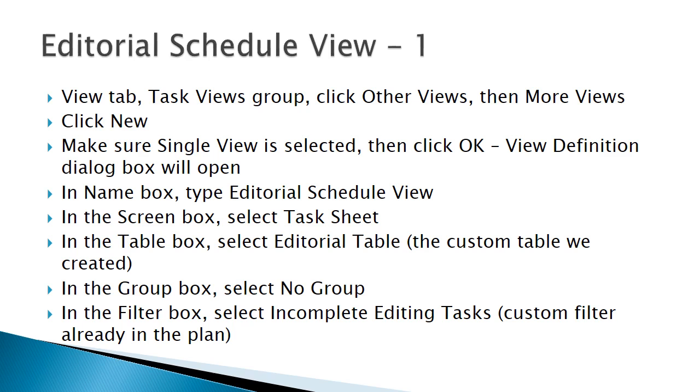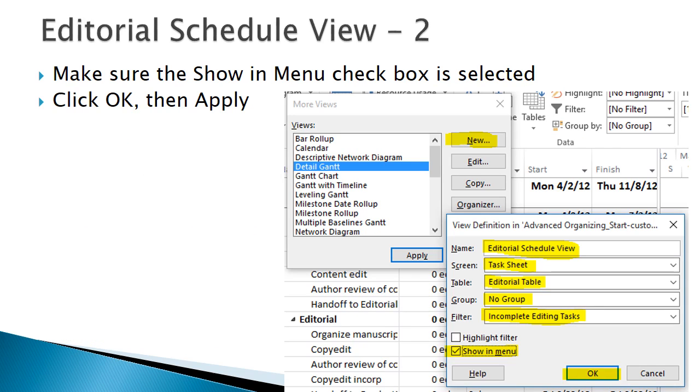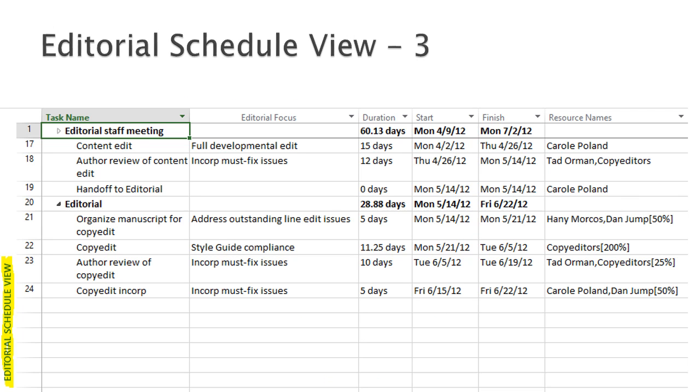We are going to create the editorial schedule view as a new view rather than modify an existing view. Follow the steps on this slide, then go to the next slide. Make sure the Show in Menu box is selected and click OK, then Apply. The new view is displayed when we click Apply.